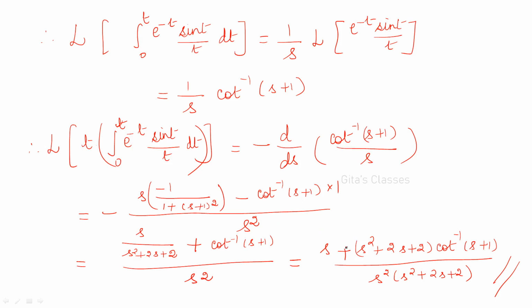Okay, s plus s squared plus 2s, and now you take the LCM. So s squared plus 2s plus 1 plus 2 will come down, and minus of s. So plus, you take this as LCM. So s squared plus 2s plus 2 into cot inverse of s plus 1 divided by s squared into s squared. The LCM will come down. s squared plus 2s plus 2 will come down. Okay, so this is the answer.